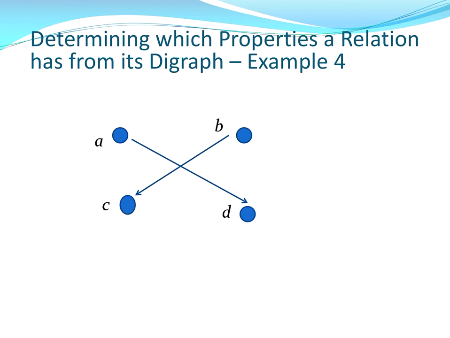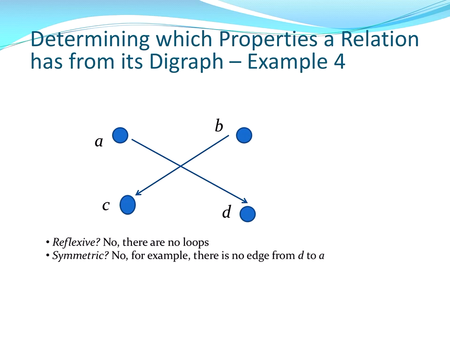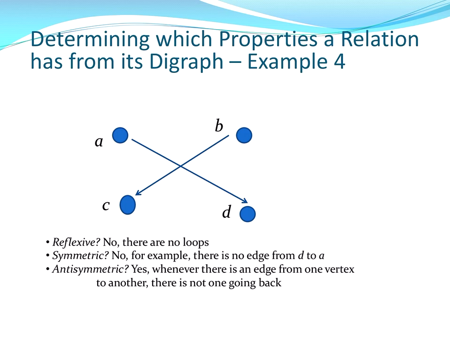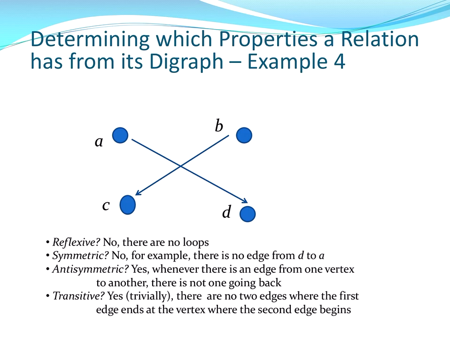All right. Last example. Is it reflexive? Again, no, no loops at every vertex. Is it symmetric? No, I don't have return arrows. Is it antisymmetric? Yes, because I don't have return arrows, it's antisymmetric. And is it transitive? It turns out, yes, it is transitive trivially. We never satisfy the hypothesis for the transitivity definition, so it's true vacuously.